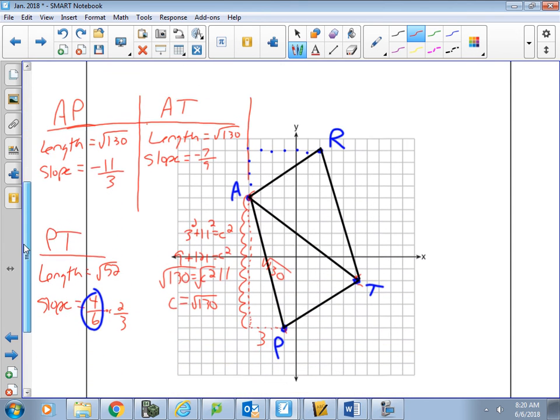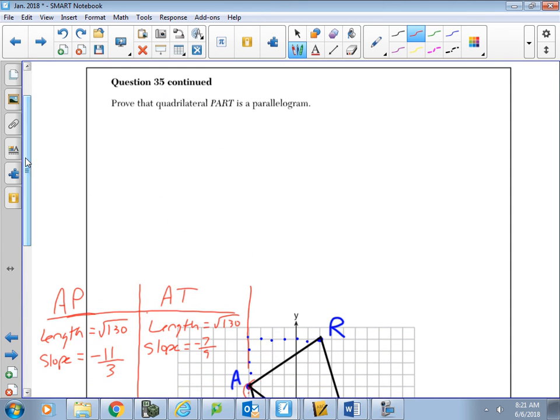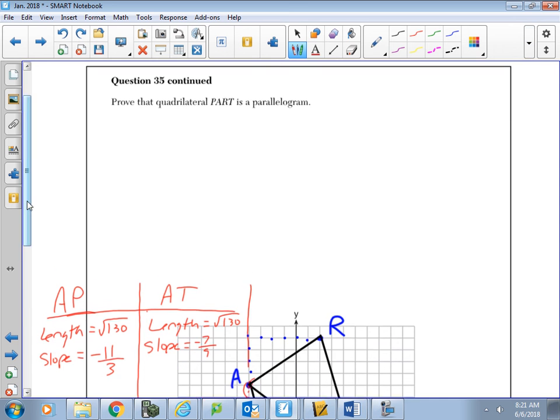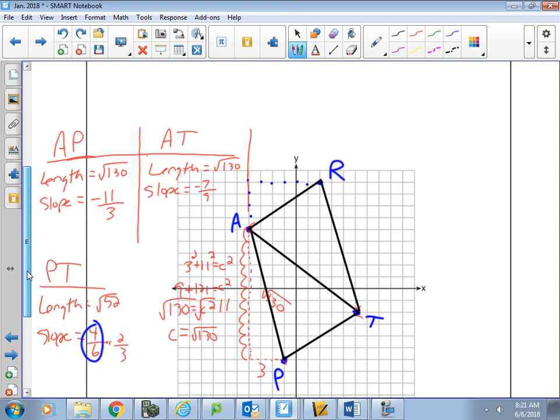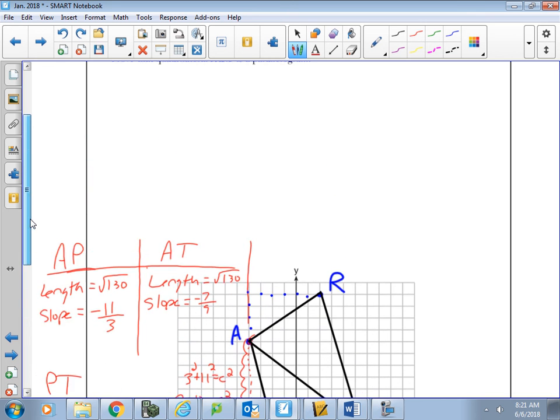Thank you. Okay, so now it's asking to prove that quadrilateral PART is a parallelogram. All right, what do we have to do to prove it's a parallelogram? Well, if we can prove that two pairs of opposite sides are congruent and parallel, that would be enough. So what I'm going to do for all the sides of this quadrilateral is find the slope and the length. We'll go from there.